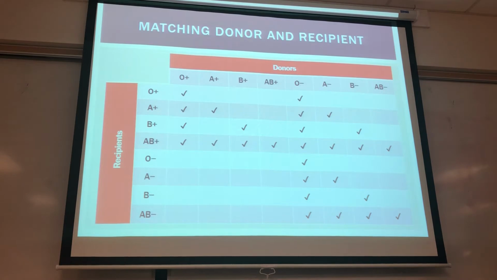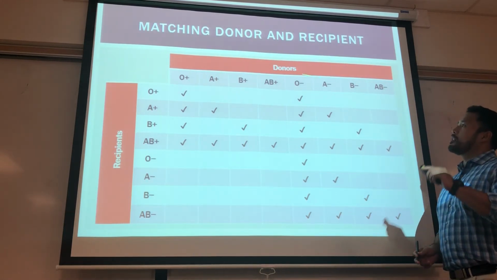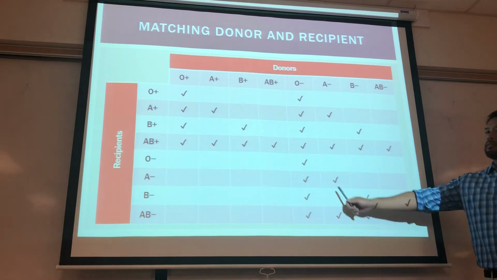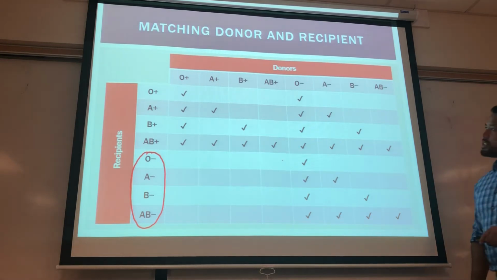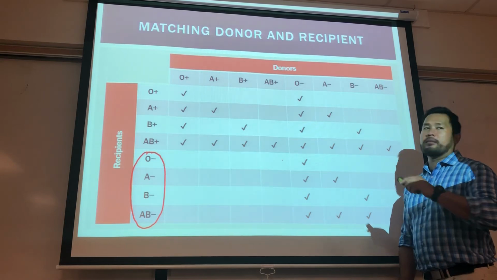So now, based off this information, let's take a look at matching donors and recipients. Any compatibility for our donors, which are our columns on top, and our recipients, which are the rows across, the ones that are compatible are going to have the check mark with them. So here you can see anybody that is Rh negative, for our recipients, cannot receive any blood from anybody that is Rh positive.